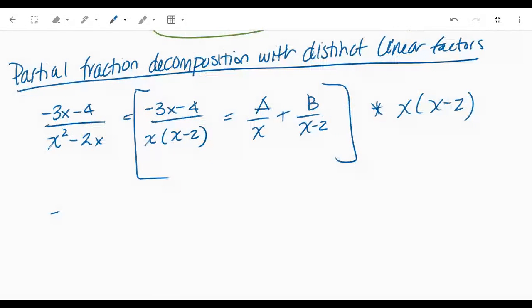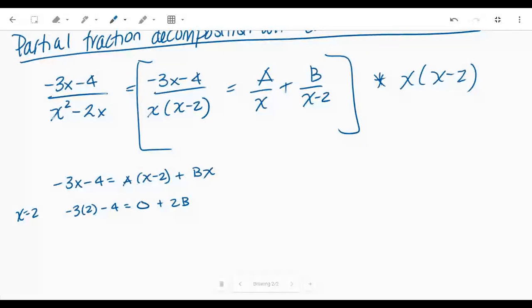Okay, so I'll have negative 3x minus 4 equals a times x minus 2 plus b x. If x is 2, I have negative 3 times 2 minus 4 equals 0 plus 2b. So negative 6 minus 4, negative 10 equals 2b. So b is negative 5.